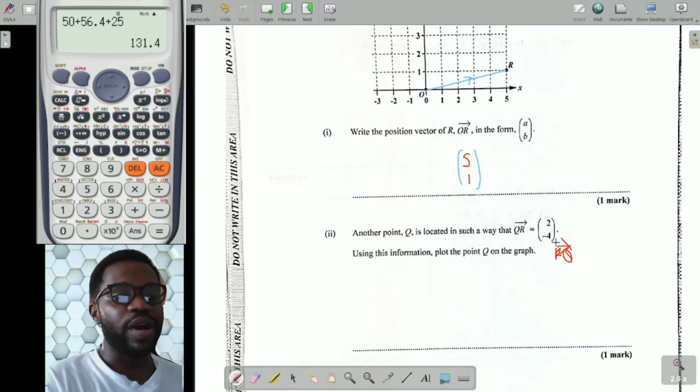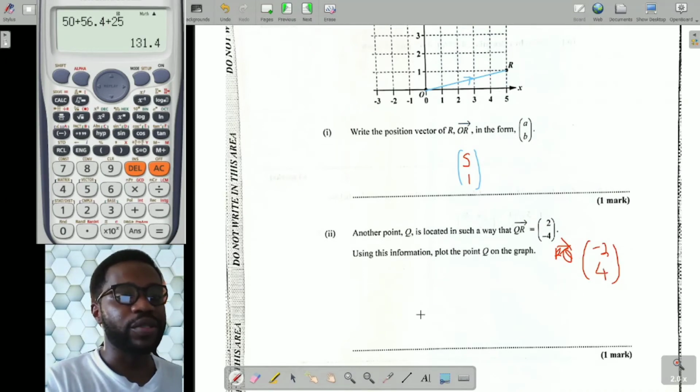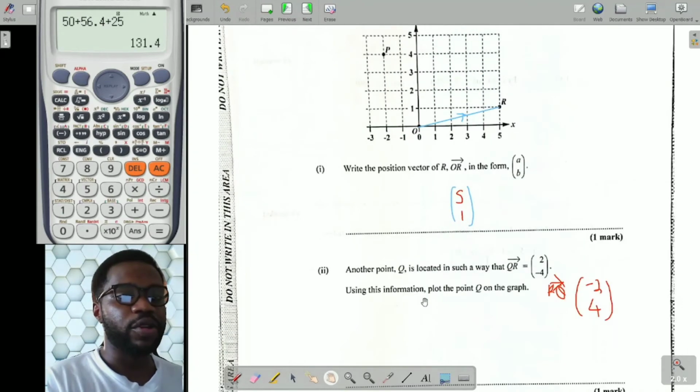Now, if I have QR, RQ is just the negative vector of QR. So it's going to be negative 2, and this is already negative 4. So if I count negative 2, 4, it takes me right to Q from R, of course. So let's go back up. I'm going to find R.